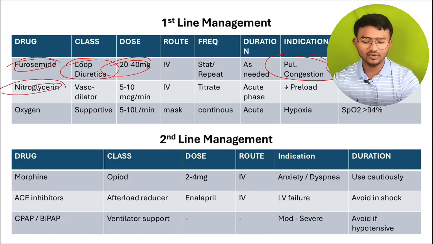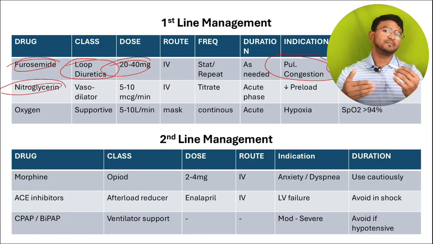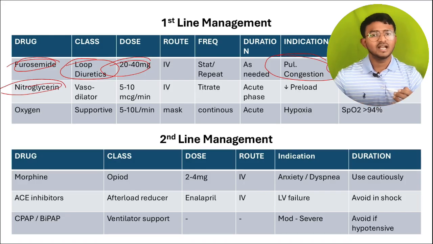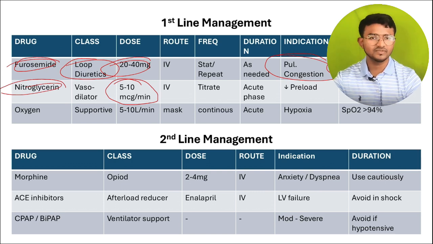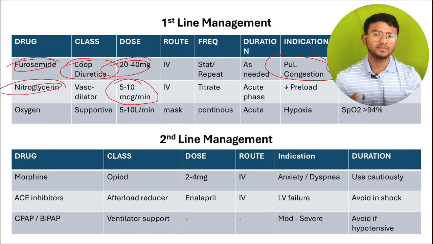Next one, nitroglycerin. Nitroglycerin is the main drug that causes vasodilation. We can use 5 to 10 microgram per minute, and we have to give it intravenously and titrate based on the patient condition.